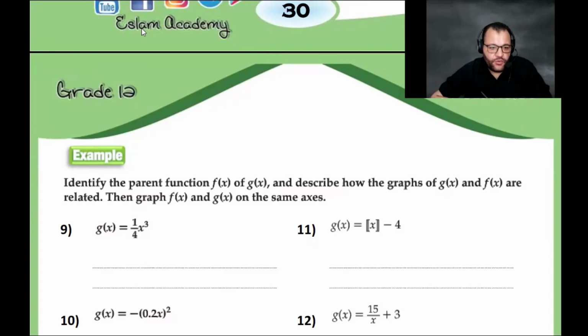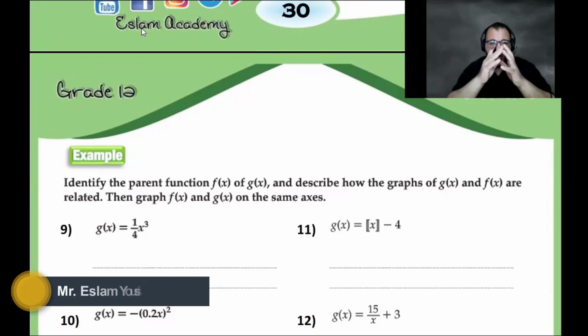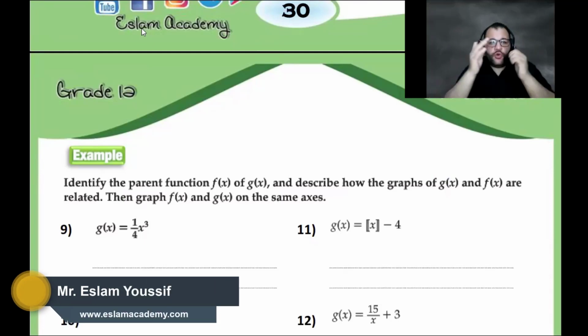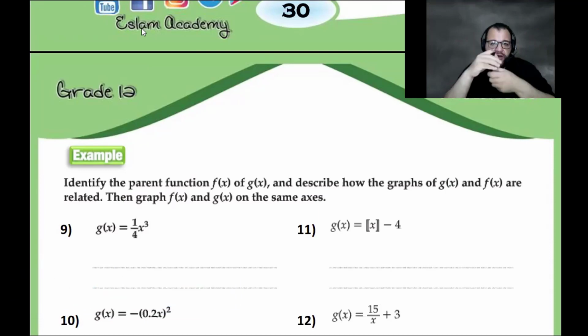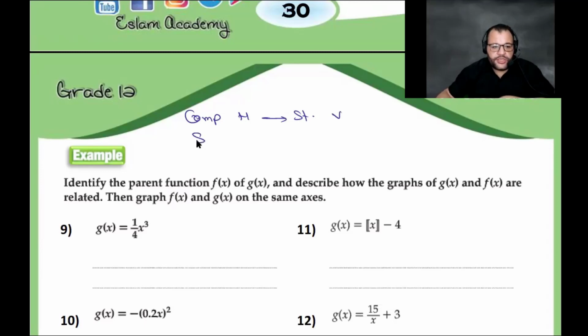Now, the second type of the transformation that we have is dilation. Dilation means you compress or stretch the shape. If you compress the shape horizontally, the graph will be stretched vertically. With a compressed horizontal, it will be stretched vertical. Or if you stretch horizontal, it will be compressed vertical.